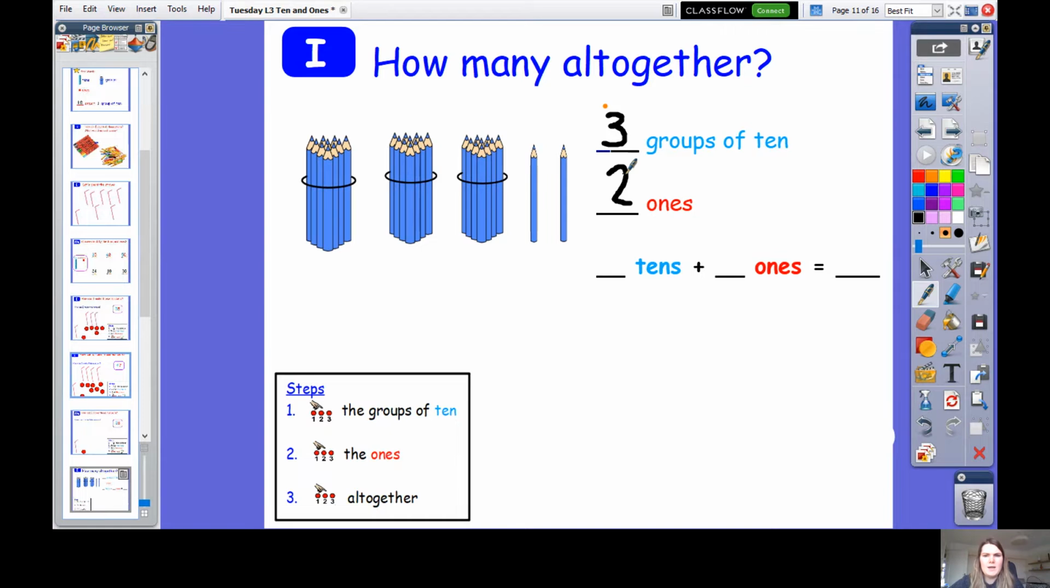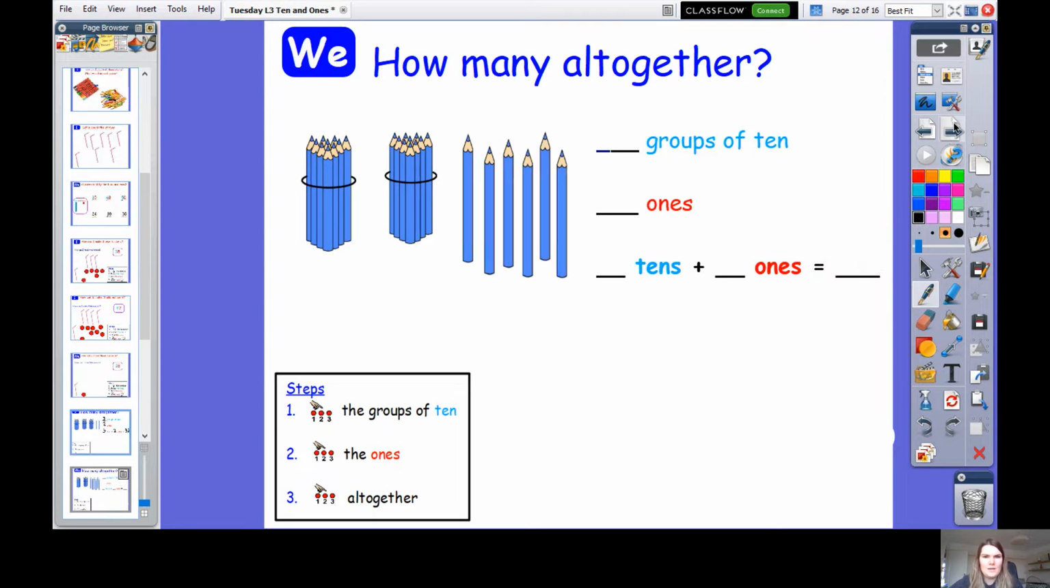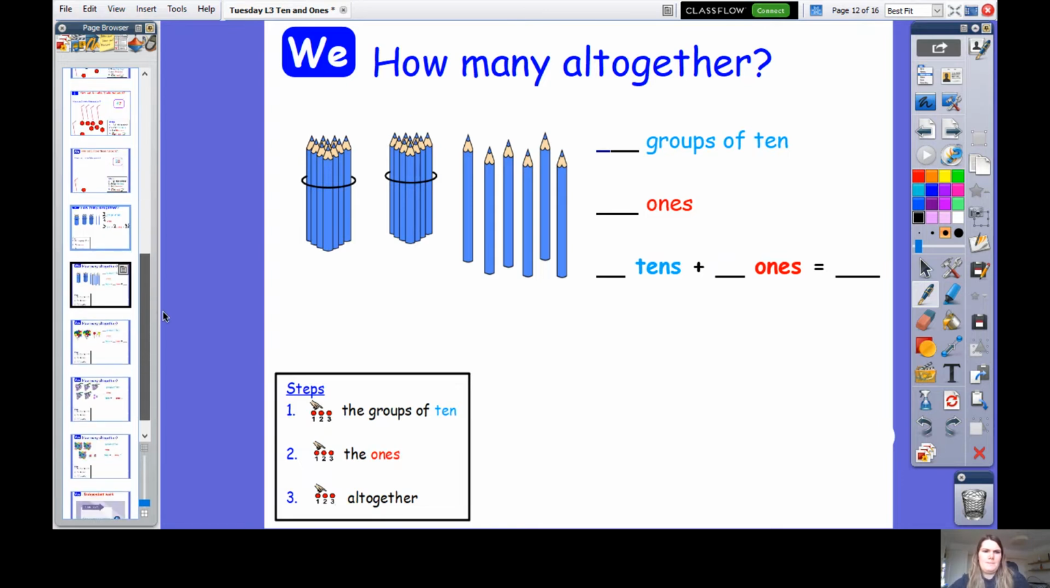And I can put those together in a sum. I can put my 3 tens in and my 2 ones. And when I add them together, they make 32. I group my tens, I count my ones, and I put them all together. So, what if I wanted to do it on this one?